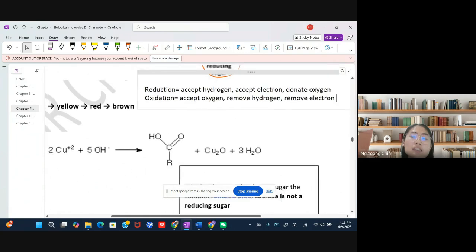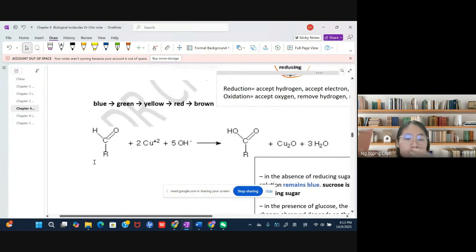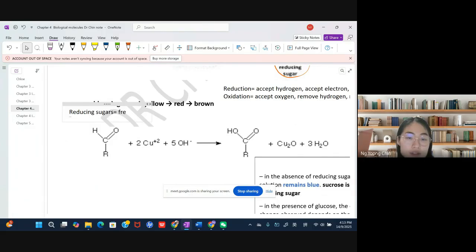So what happened is, when you mix these Benedict's solutions which contain the copper 2 plus with the reducing sugar. We know it's a reducing sugar because it contains free ketone or aldehyde groups. This is a very new term for you.